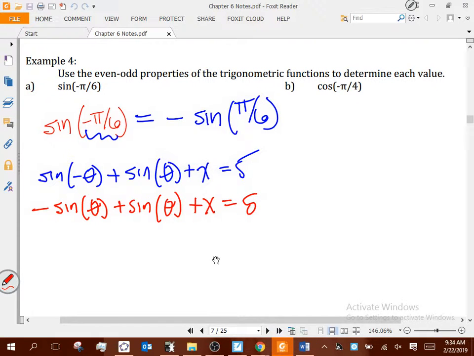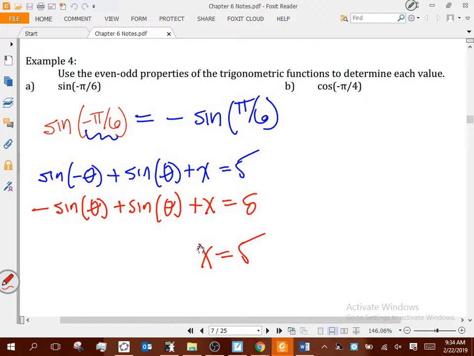What's nice about that? Yeah, I just solved that and got x to be 5. Okay? Now that's kind of an elementary equation, and I structured it on purpose that way. But that's an example of how we could use these properties to make life later on in other aspects of this class a little bit easier.